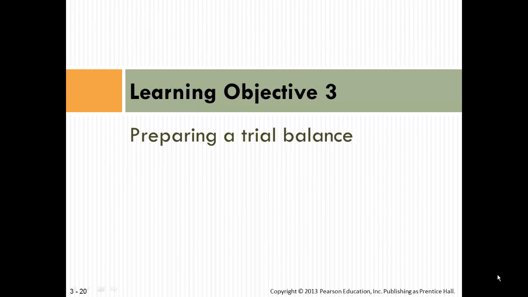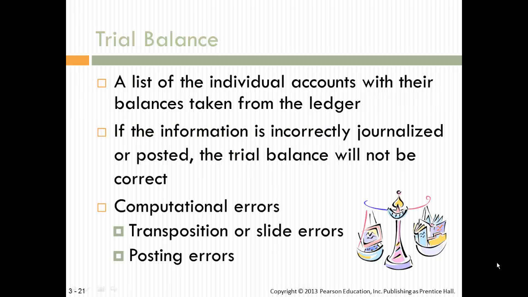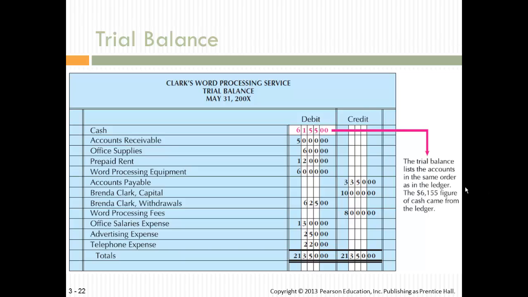Now let's talk about preparing a trial balance. A trial balance is a list of all the individual account balances taken from the ledger. So you do your journal for a month. Then you do all your transactions in your ledger for a month. Then you post all of your transactions to its individual ledger account. And then from there, you're going to make a trial balance.